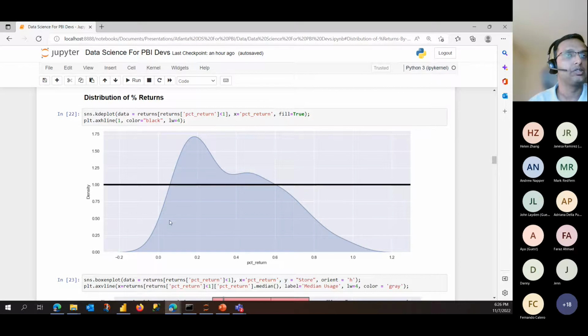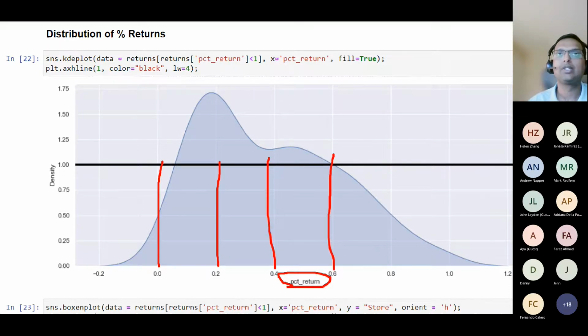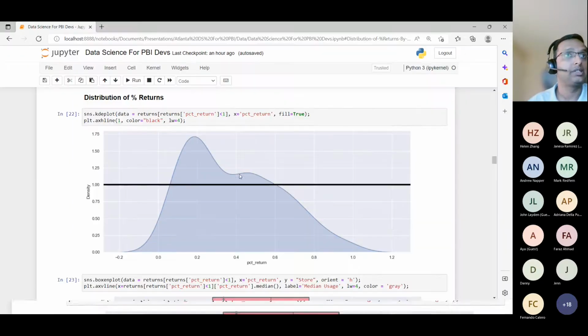So when we are using that what if scenario, what we are saying is that this percentage return rate, all these numbers have equal probability of happening. So is that the case? Looking at this data, we know that's not really the case.